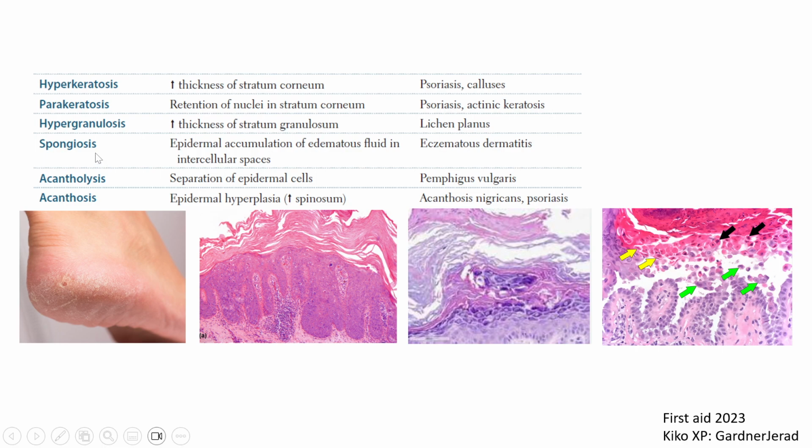Then the other one is spongiosis. I think in our first case, we will see these changes, so I don't need to talk about it here. Basically, you just see the intercellular space filled with fluid, so you can see the keratinocytes lose their attachment. Then we have two terms that are really similar. One is acantholysis, the other one is acanthosis. Acantholysis means your keratinocytes just break apart. And acanthosis means you have a thickened epidermis. This is the acanthosis.